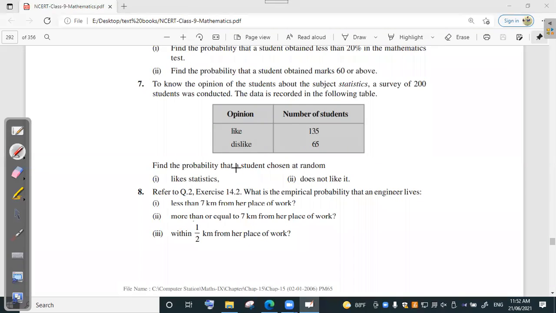This question, you can see it. Opinions are given: like and dislike. The number of students who like statistics is 135, and those who dislike it is 65. So it's a very simple type of question. We have been given everything; we just have to find the probability.